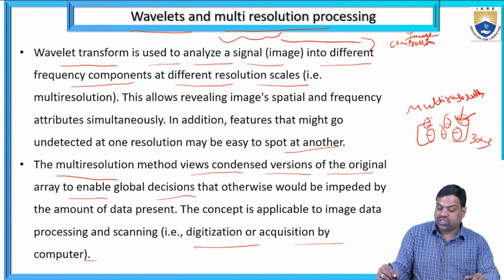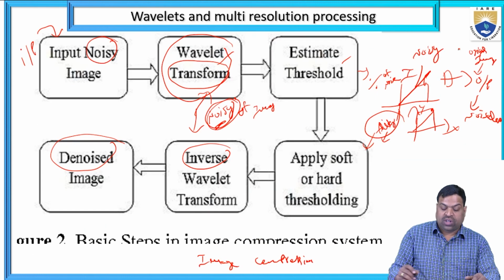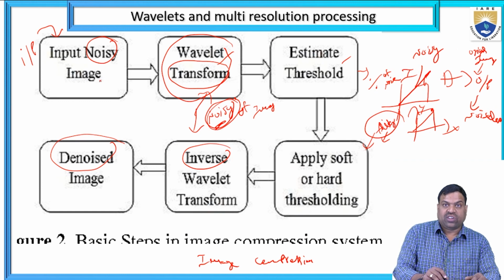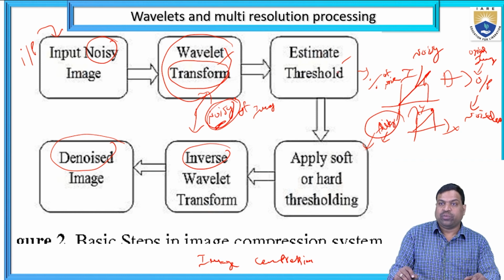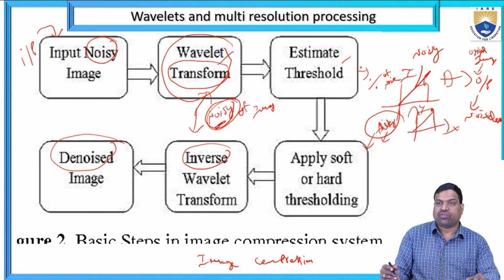Compression of the image. The input is a noisy image and the output is a wavelet transform for reducing the noise. Here, estimating the threshold means how much percentage of noise has occurred. Suppose I have 70 to 80 or 90% of noise.